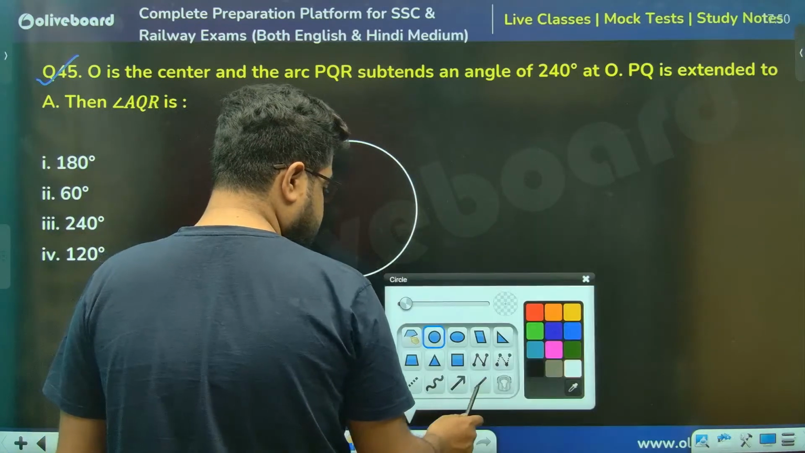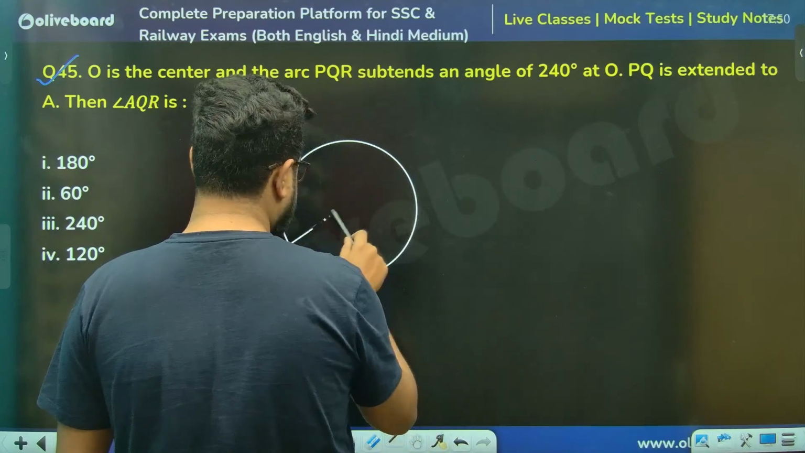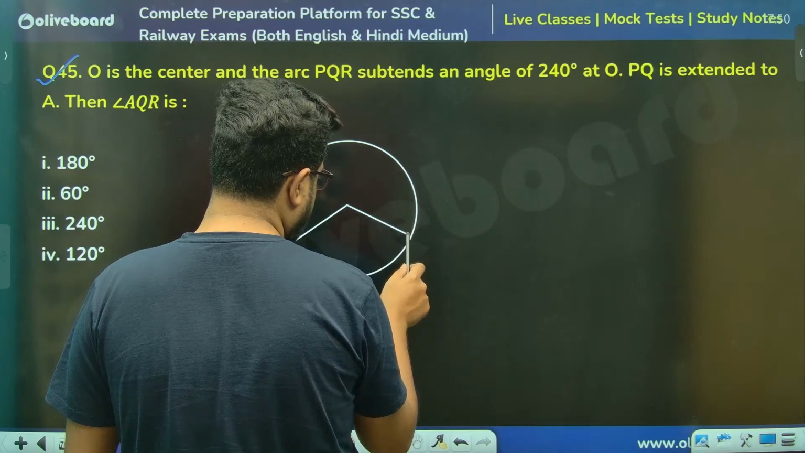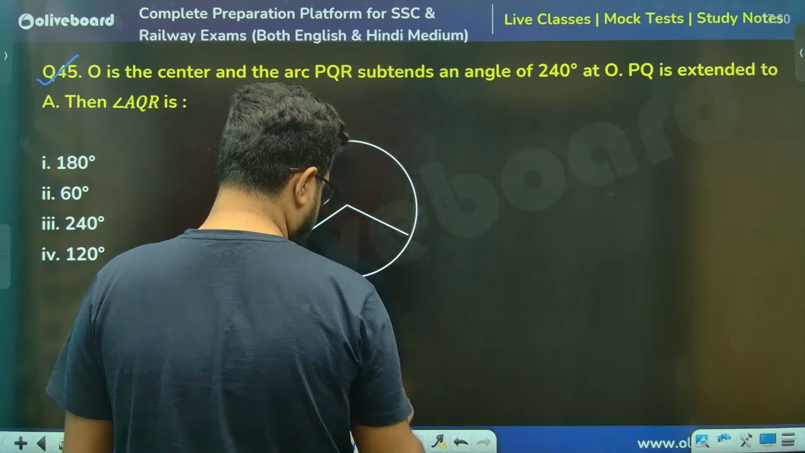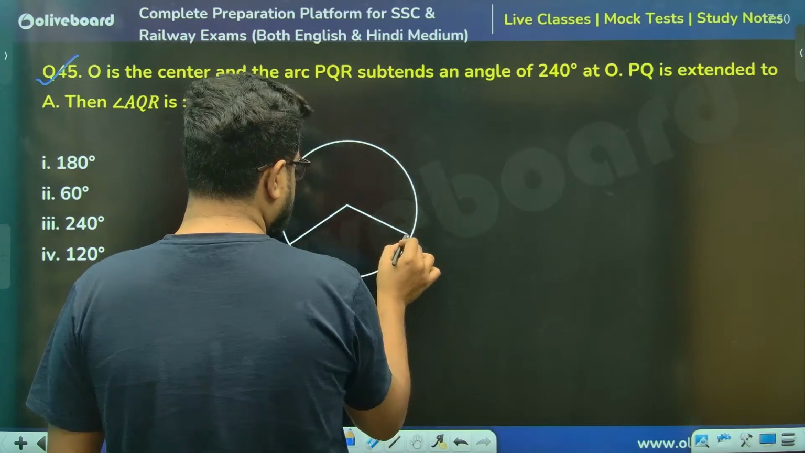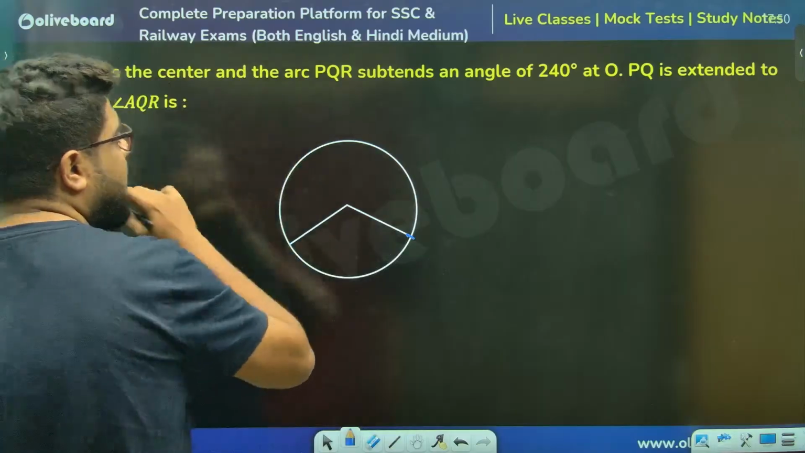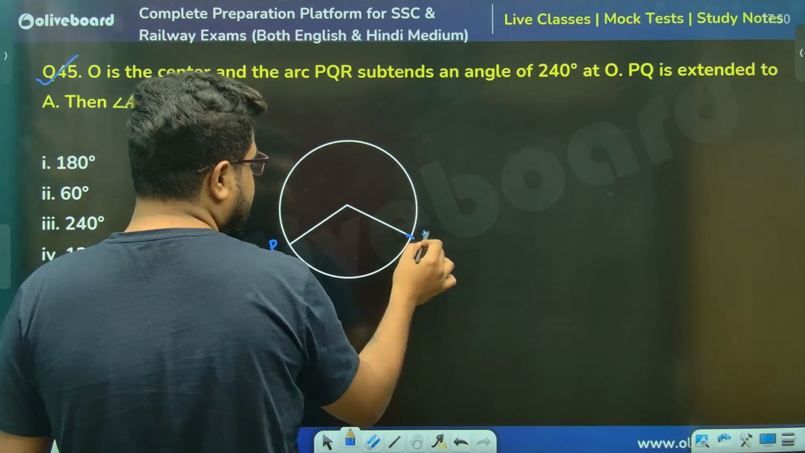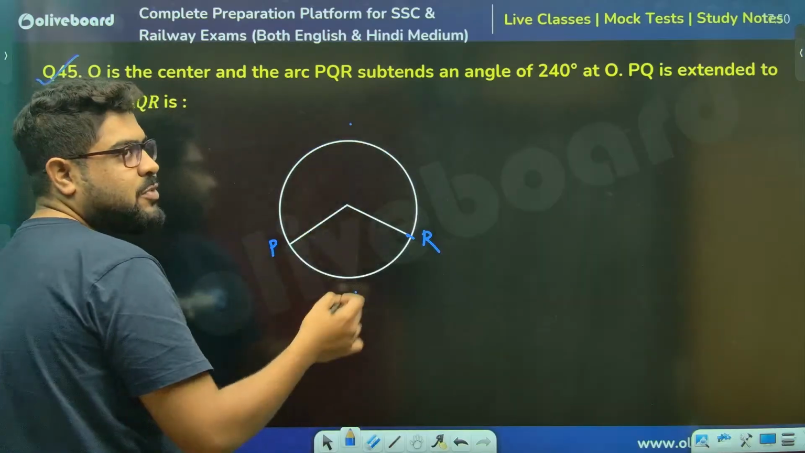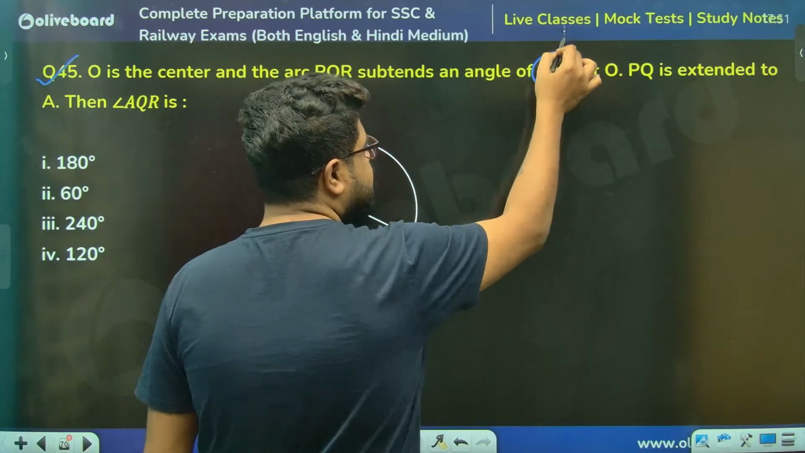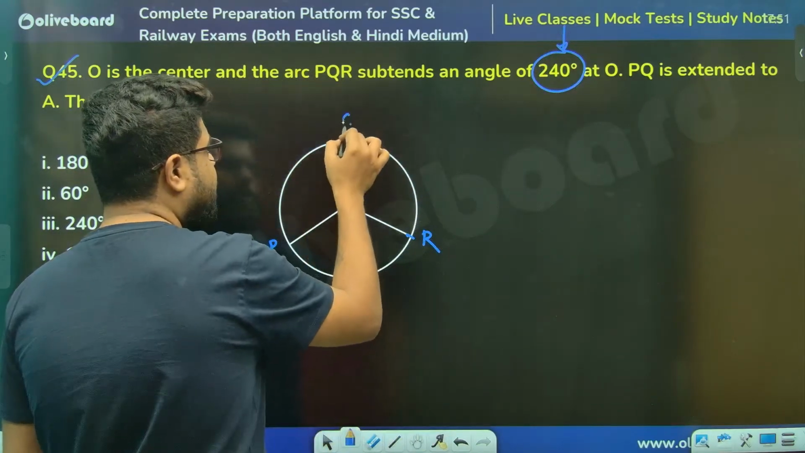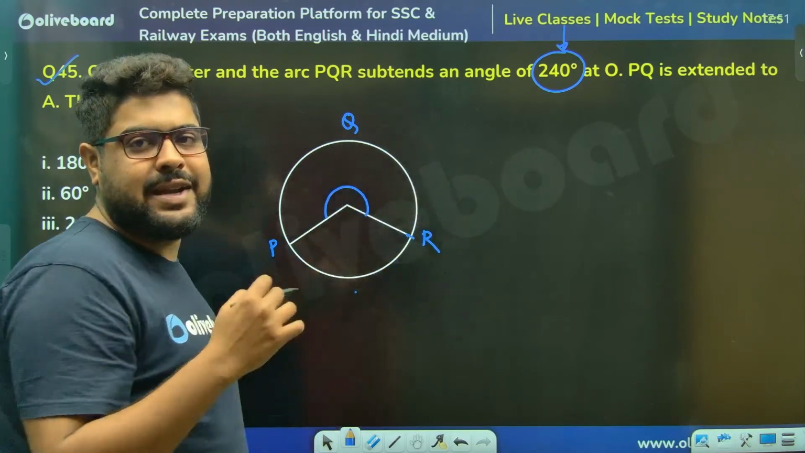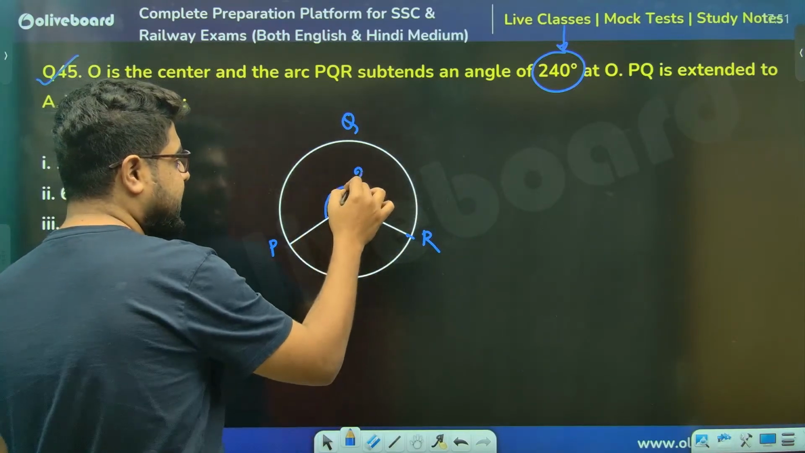240 degrees at O. Sir, you understand. O is the center. Now, PQR is 240. So that means P and R, Q will be this side or this side. Take your decision based on this. 240 means that Q must be here because this angle needs to be greater than 180. So that must be a reflex angle. That means this one, sir.